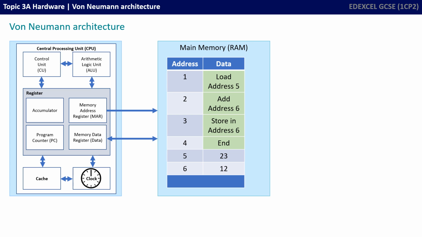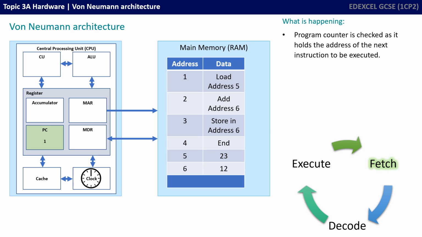So in the final section of this video, we're going to follow through the various stages of the fetch execute cycle to see exactly how the program instructions stored in memory locations 1 through 4 are carried out in the CPU. So we start with the fetch cycle. The program counter is checked as it holds the address of the next instruction to be executed.